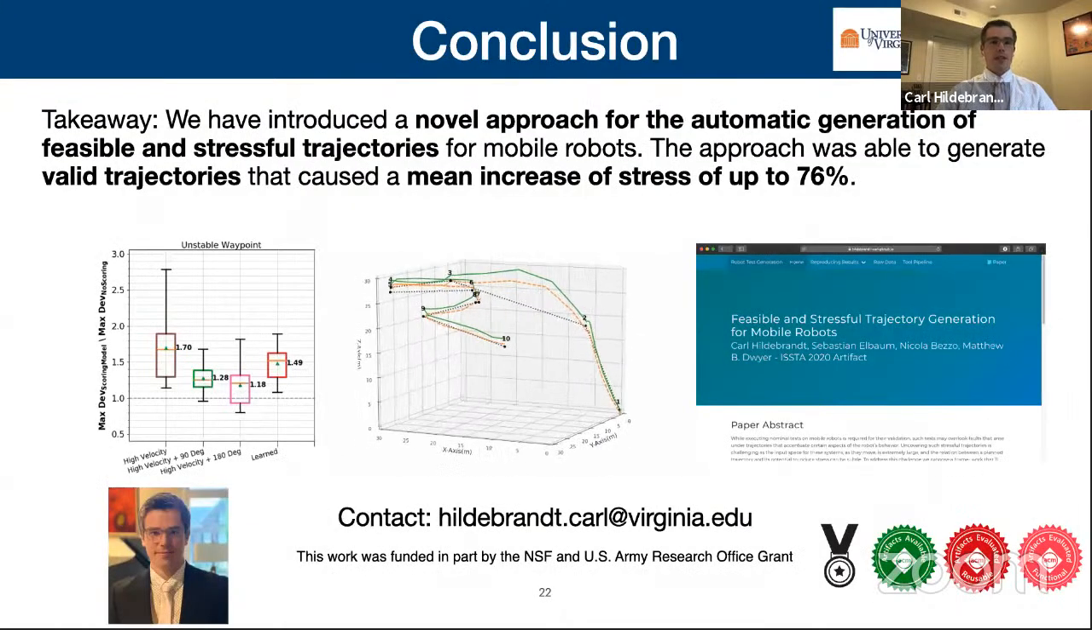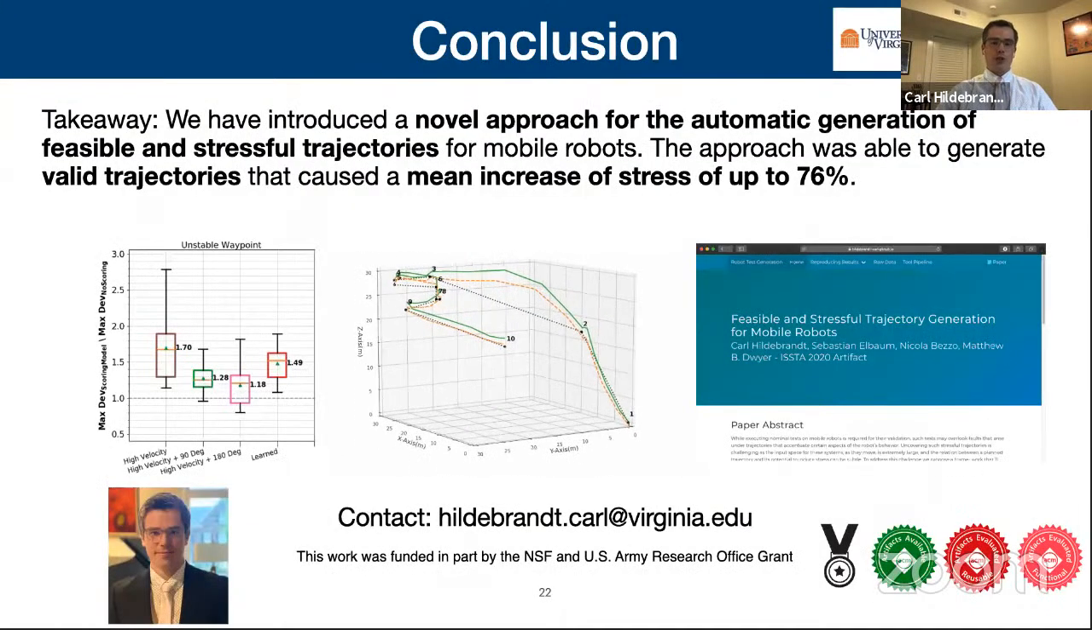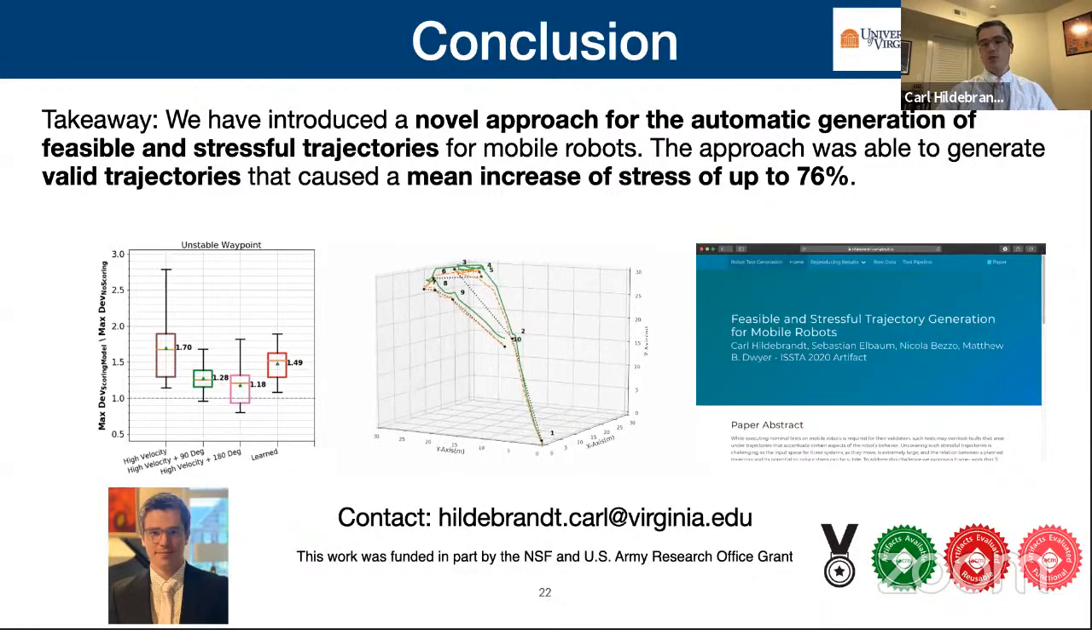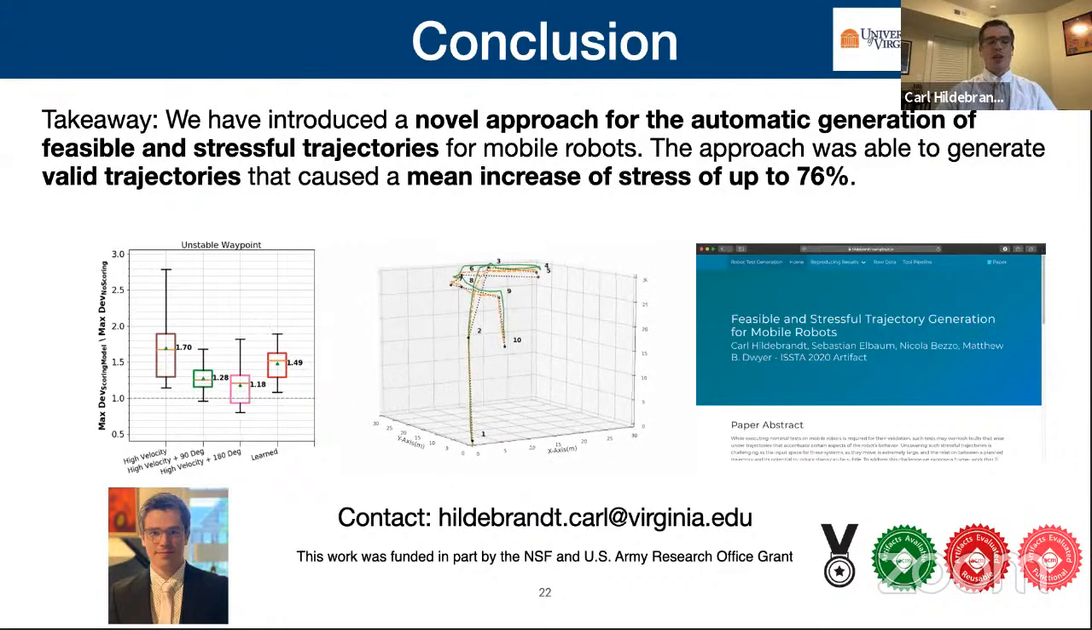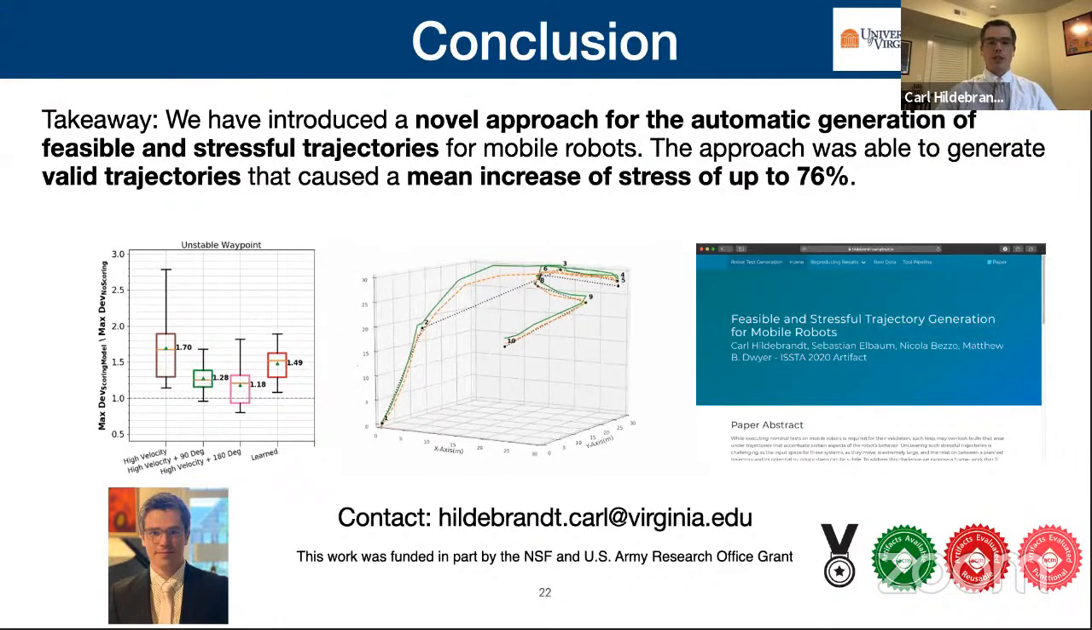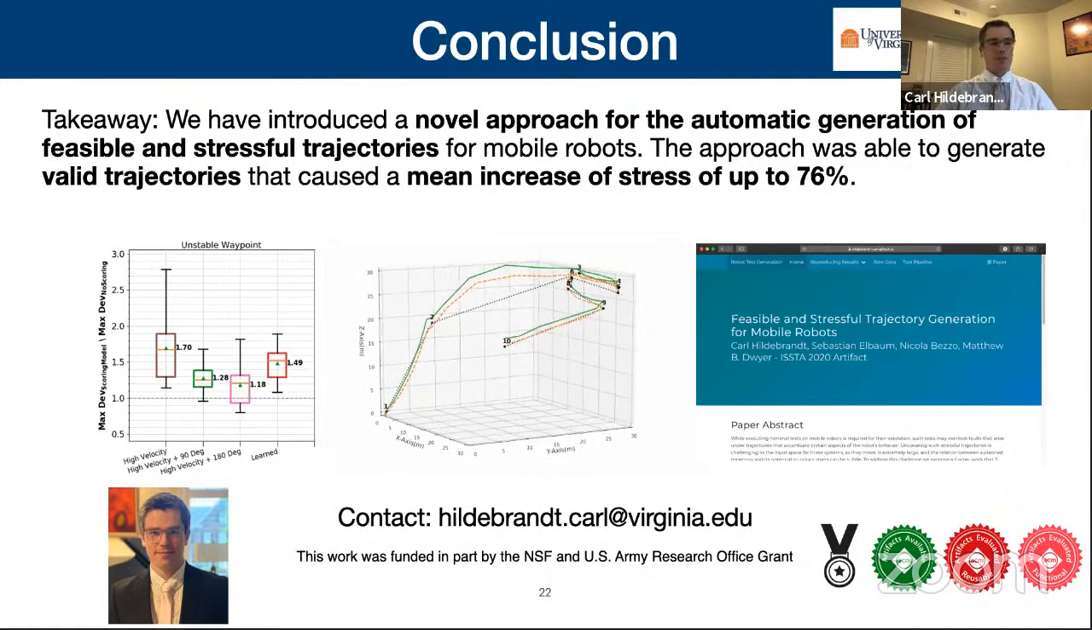So, in conclusion, we have introduced a novel approach for the automatic generation of feasible and stressful trajectories for mobile robots, and the approach was able to generate physically feasible trajectories that caused a mean increase of stress of up to 76%.